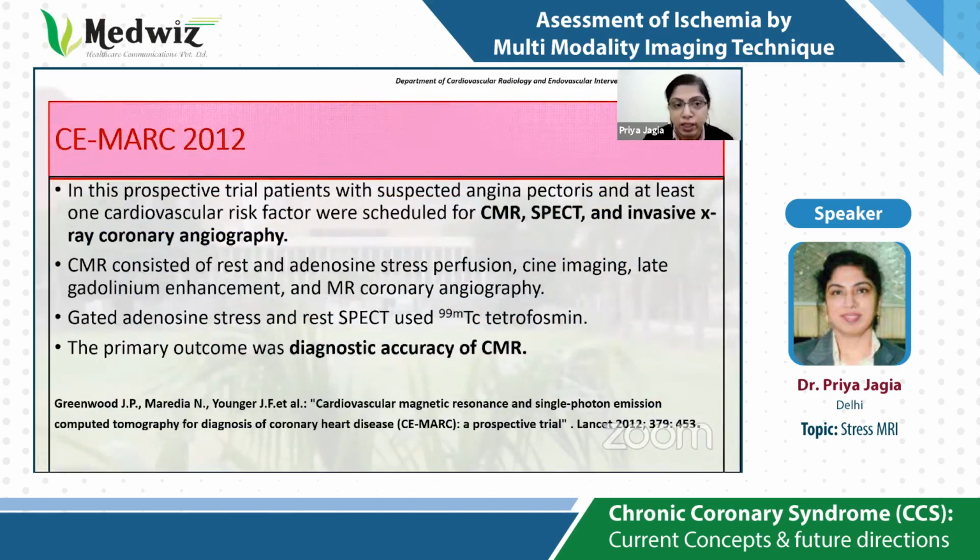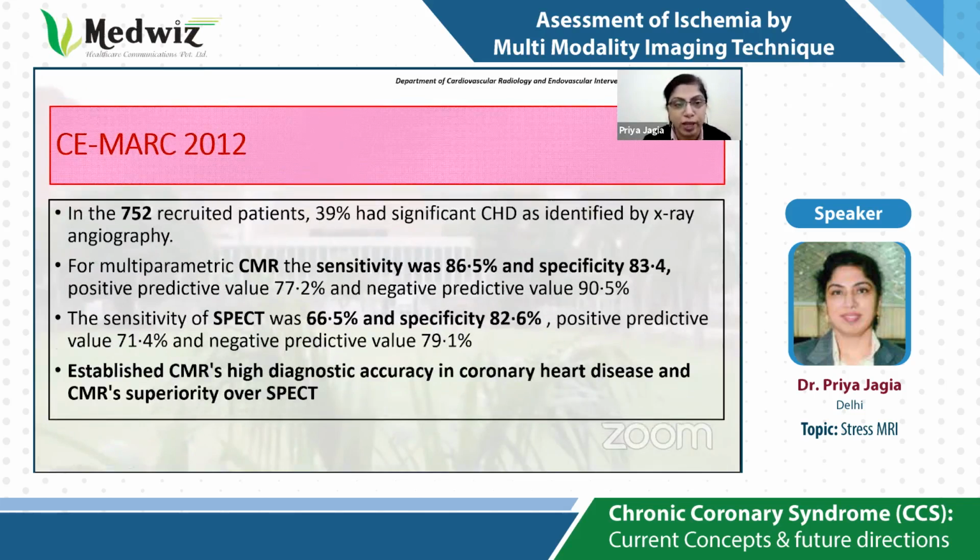Another study, the CE-MARC study in 2012, again compared both. And in here, SPECT used 99 technetium tetrofosmin. Again, the diagnostic accuracy of cardiac MR was looked at. And this was a study which had 752 patients. And again, it was found that the sensitivity of the cardiac MR was far superior to the SPECT, which was 66 versus 86% of cardiac MR, whereas the specificity was similar in both. And this study actually established the higher diagnostic accuracy of cardiac MR over the SPECT.